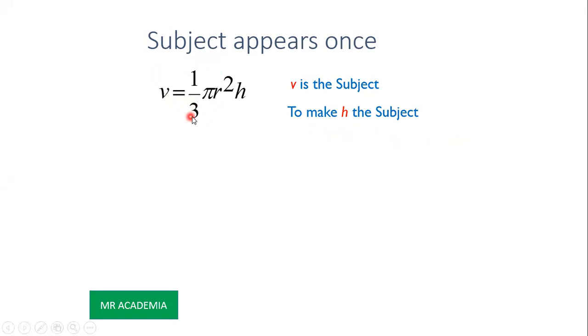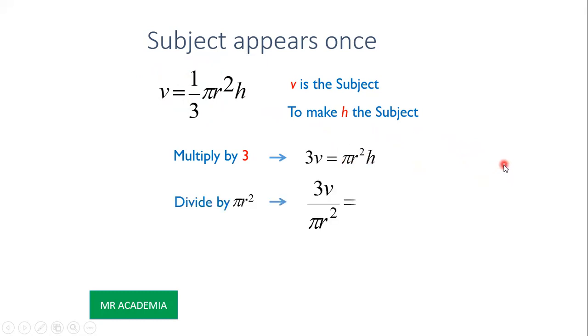So first of all, we start by removing 3 and we take it to the other side. You can see we are multiplying by 3 on both sides, such that we have 3v equals pi r squared h. And then next we have to remove the pi r squared, and we can remove it by dividing by pi r squared on both sides. And finally, we can state h on the left, and this will give us h equals 3v out of pi r squared.